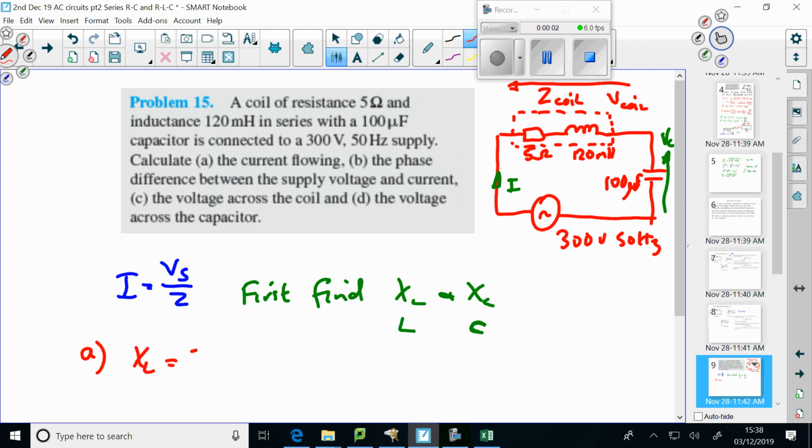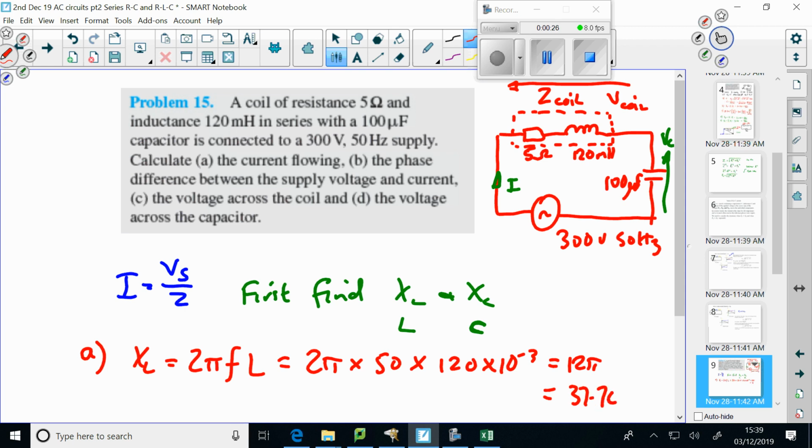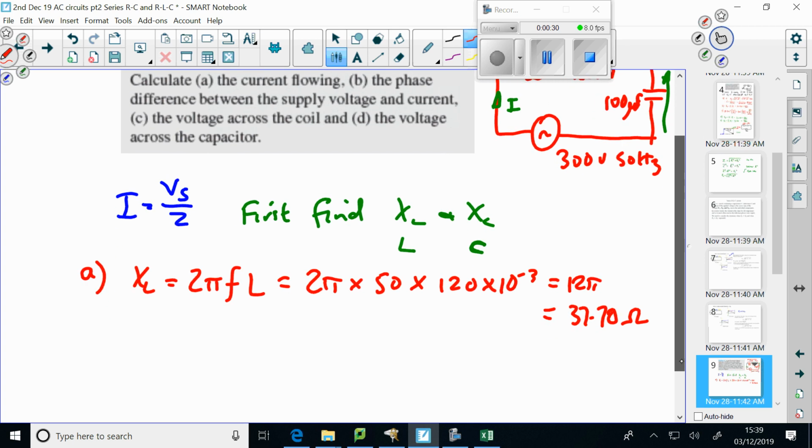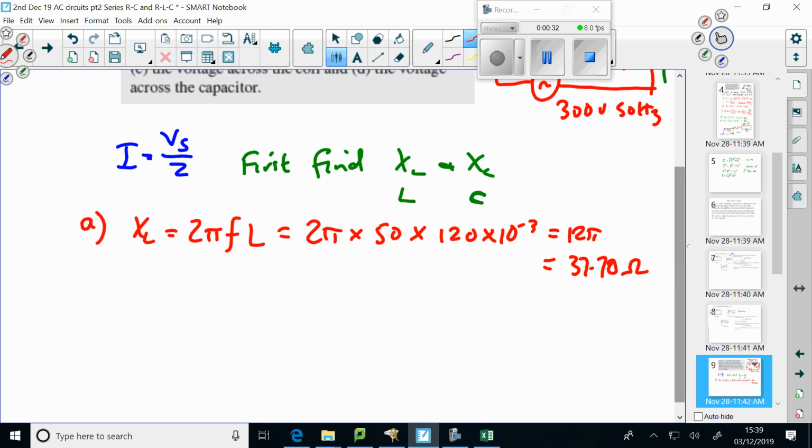XL equals 2 pi FL, which is 2 pi times 50 times 120 times 10 to the minus 3. That equals 12 pi ohms, which is 37.70 ohms. That's the first part, and I think we all eventually got that far.